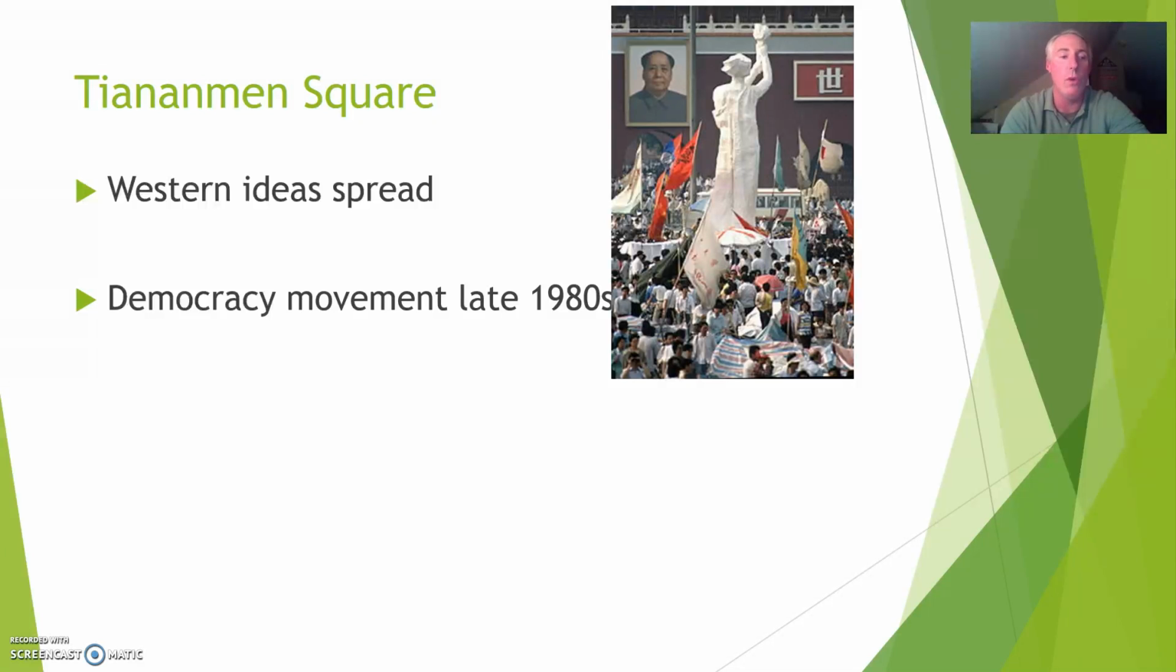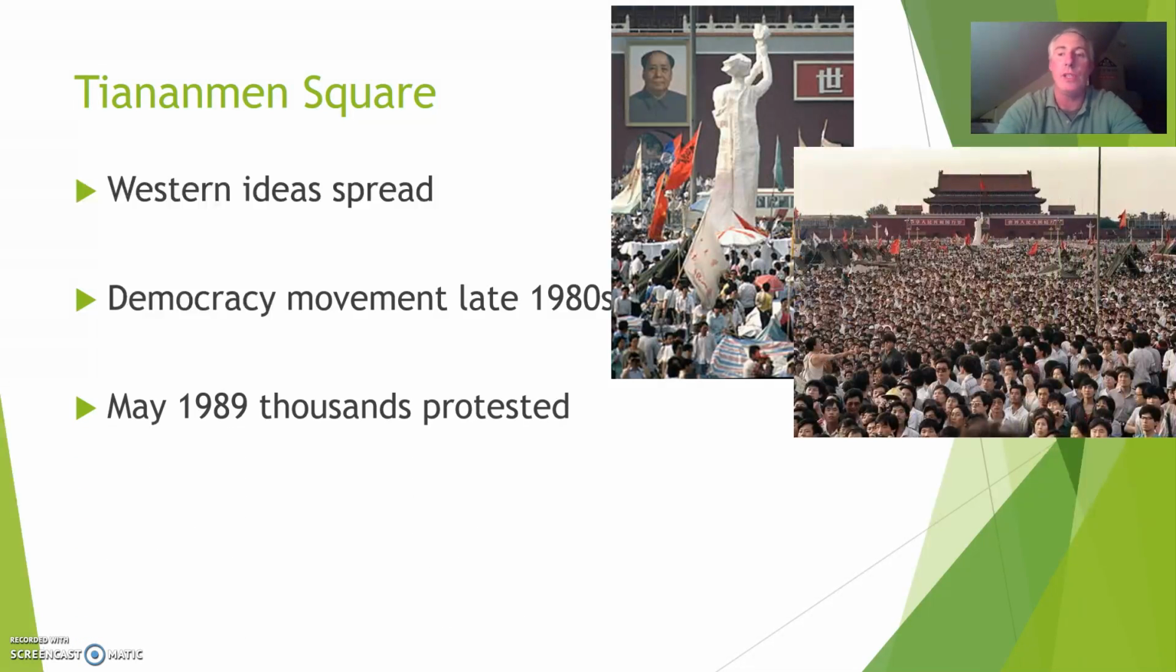You saw a strong movement, primarily among university students, but also among some of the working class as well, for democratic reforms. Now, regardless of the economic reforms he put forth, Deng Xiaoping was still a communist at heart, and he would not allow these democratic reforms to take root. This growing clash of ideologies exploded in May of 1989 when thousands and thousands gathered to protest in Tiananmen Square.